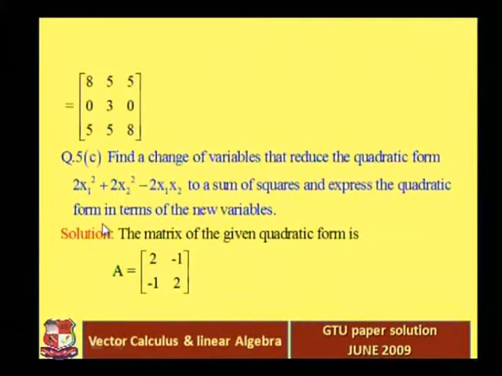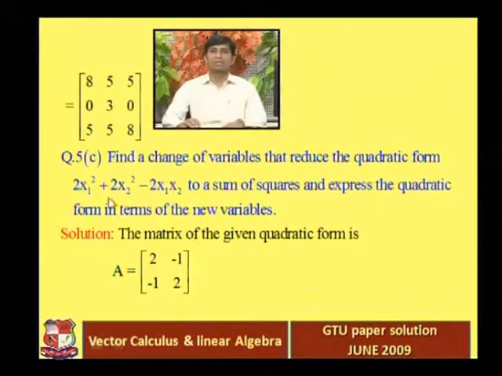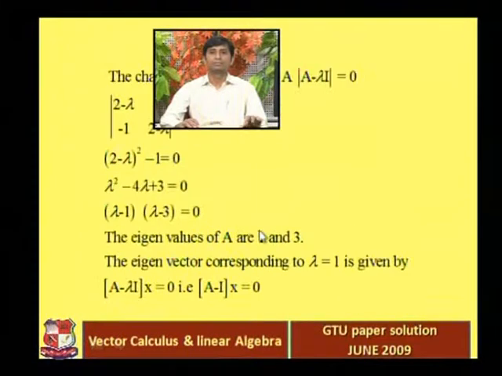Next is question 5c. Find the change of variable that reduces the quadratic form 2x1 square plus 2x2 square minus 2x1 x2 to a sum of squares and express the quadratic form in terms of the new variables. So the matrix of the given quadratic form: the coefficients of x1 square and x2 square are 2 and 2, and then minus 2 divided by 2, so that is minus 1, minus 1.